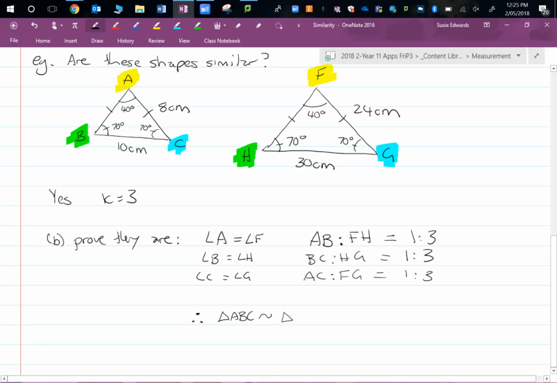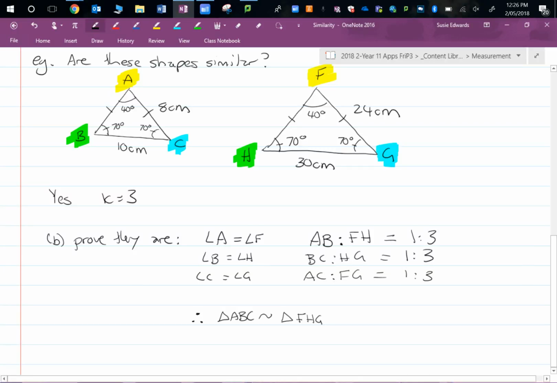Triangle, same order, so yellow, green, blue, so FHG. That's how we prove it. You need to prove that all the angles are the same. You need to prove that all of the side lengths are in the same ratio. And then we need to say, therefore, they are similar to each other. Does everyone feel like they can do that? You can do the same thing with a 3D shape. There's just more lines to be able to say they're all the same. Any questions about that?